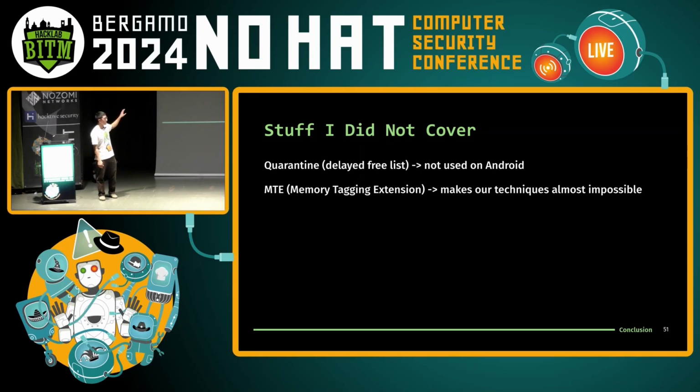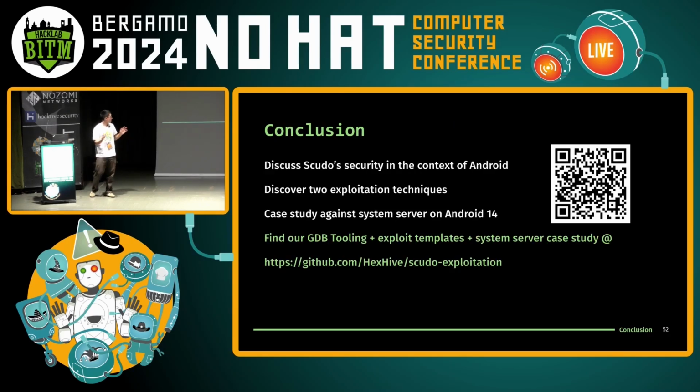And then there's also MTE, memory tagging extensions. Scudo has very nice support for that, and if you have a Pixel phone, if you activate this experimental feature, you'll actually have Scudo running with MTE, and this will make our exploitation techniques almost impossible because you basically would need to forge your fake secondary chunk at a specific area where you have very specific tags, which is almost impossible.